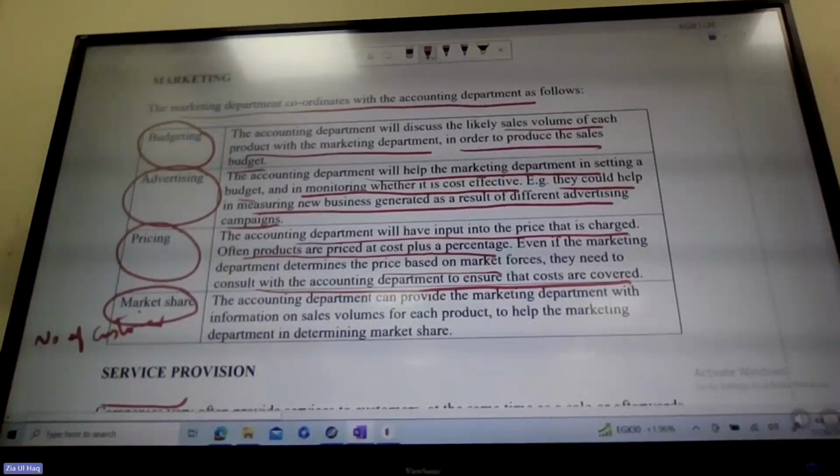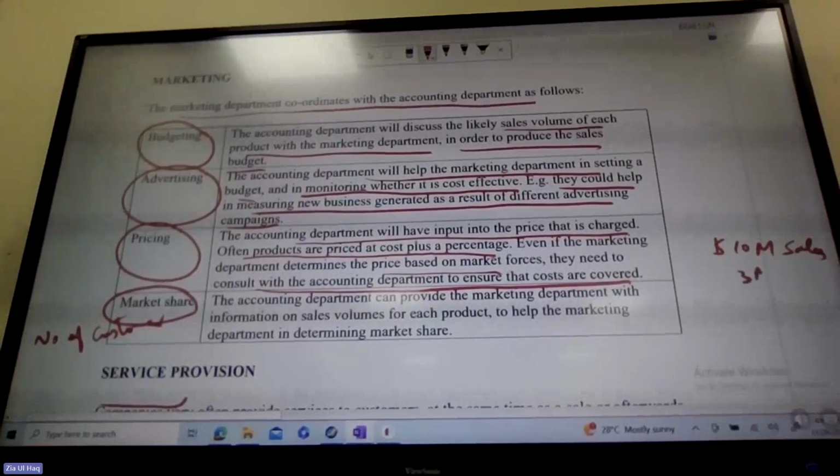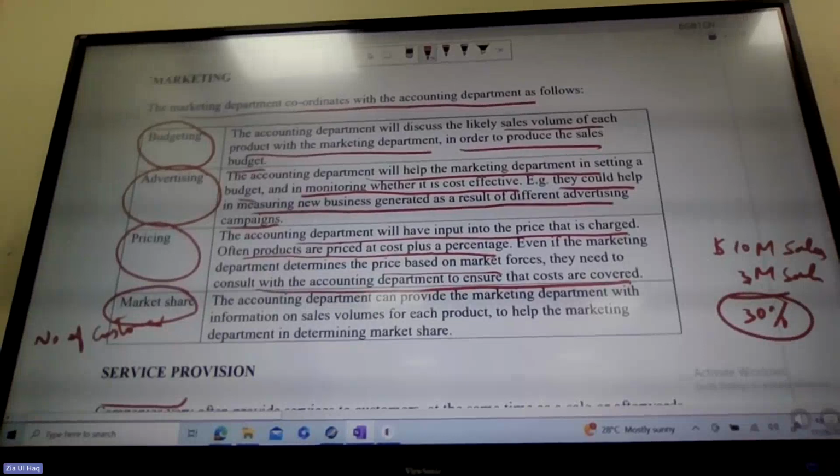Suppose you and four other businesses are operating in the industry, so five similar businesses. If all five are generating 10 million in sales in a year, and your business is generating 3 million, this means 30% of the whole industry's sales is yours. This is your market share. It means how much of the market you have, how many customers you have. That is called market share.